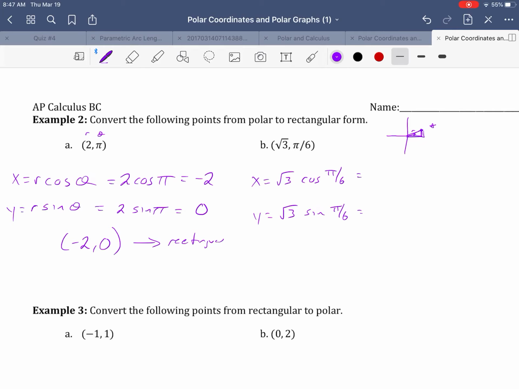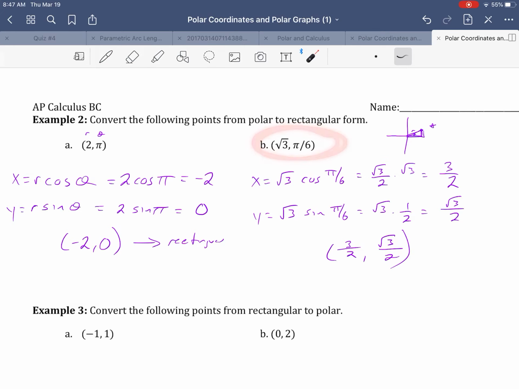So cosine of pi over 6 is square root of 3 over 2. Well, when you multiply it by the square root of 3, you get 3 over 2. And then the sine of pi over 6 is your half, so you've got square root of 3 times a half, and you end up with the square root of 3 over 2. So my ordered pair would be 3/2, comma, square root of 3 over 2. And what we're saying is that the polar point is equal to that rectangular point.